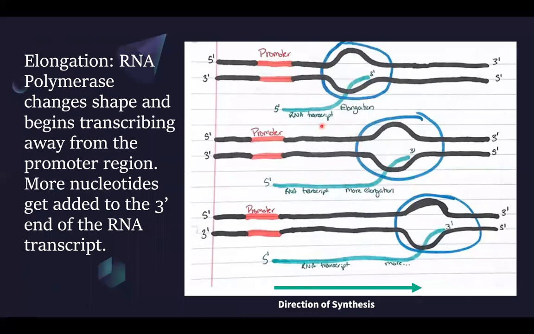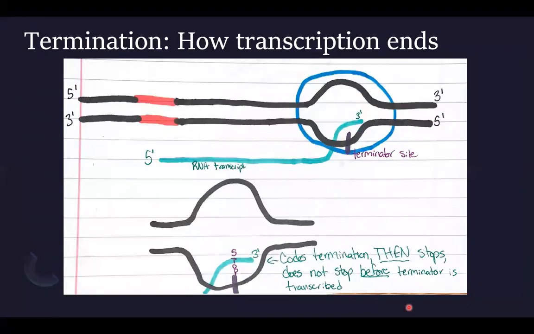So elongation, the RNA polymerase changes its shape, keeps moving further and further away from the promoter region, which adds more and more nucleotides to our 3' end. And you see right here, our 5' end stays the same, and the direction of synthesis also stays the same.